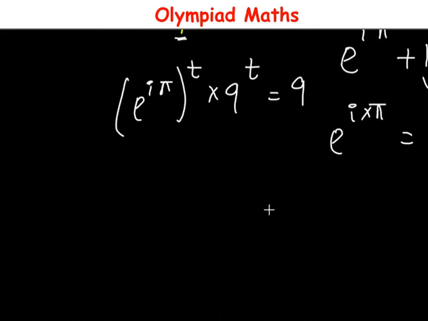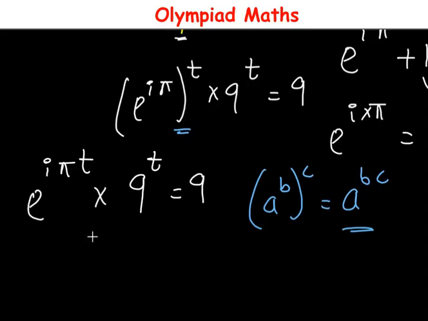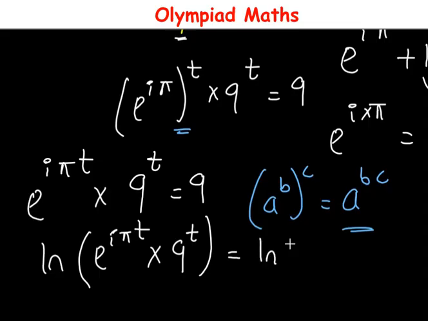Then applying this rule of indices, that if you have (a raised to power b) all raised to power c, this equals a raised to power b times c. Applying this right here, this becomes e raised to power i pi t, times 9 raised to power t is equal to 9. At this junction, we are going to introduce the natural logarithm to both sides of the equation. So we have ln of (e raised to power i pi t times 9 raised to power t) is equal to ln 9.